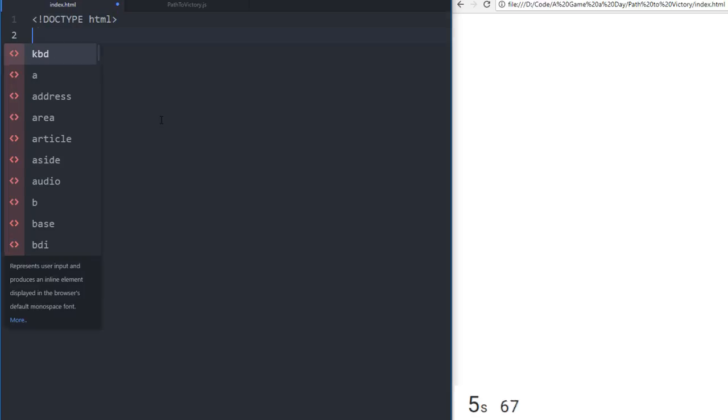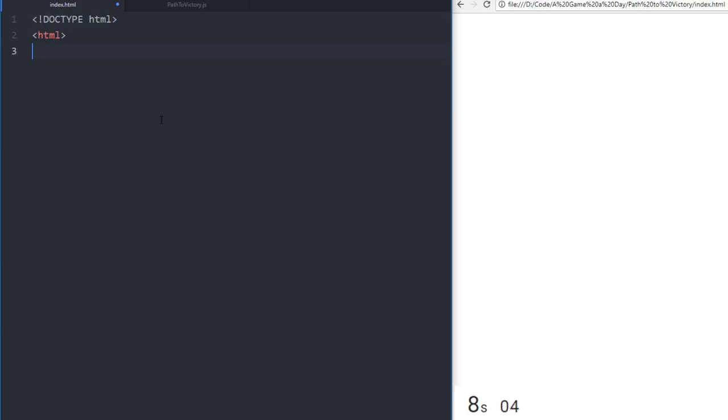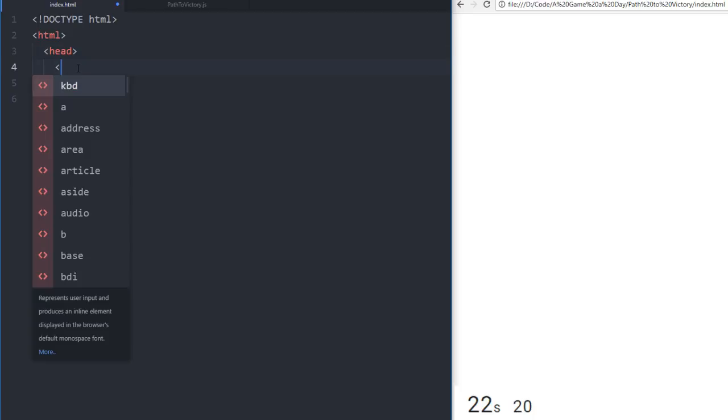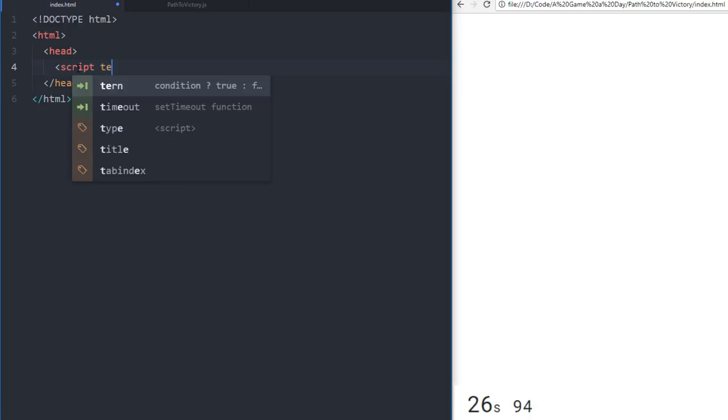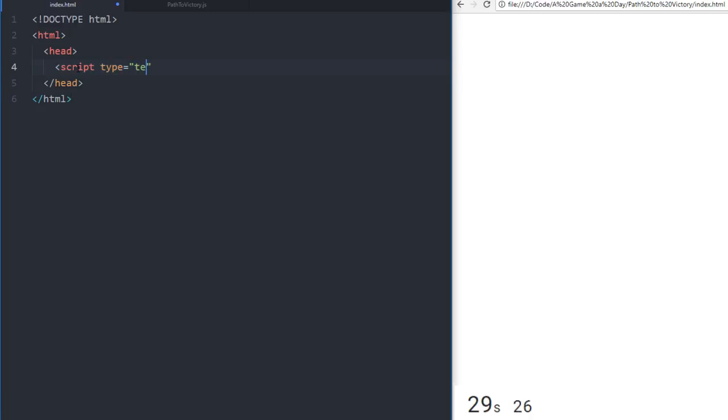I got a comment saying that the HTML tags already take care of the doctype, however you want to call it, this tag, but keeping with the convention, I'm going to explicitly state these things. Source equals lib p5 min.js.